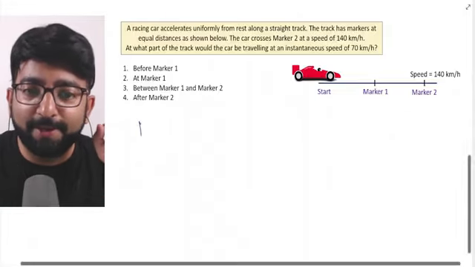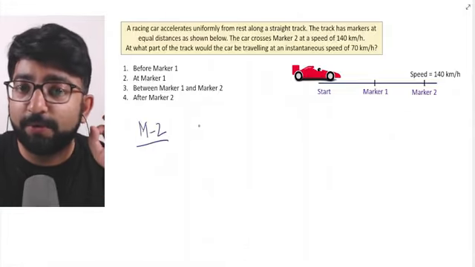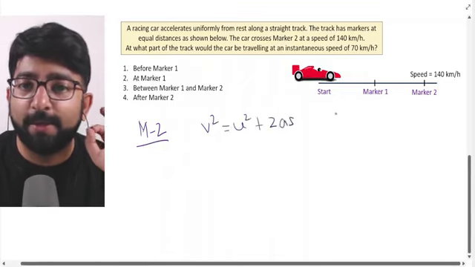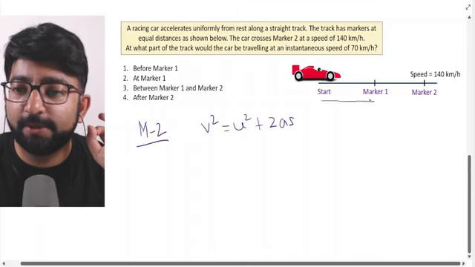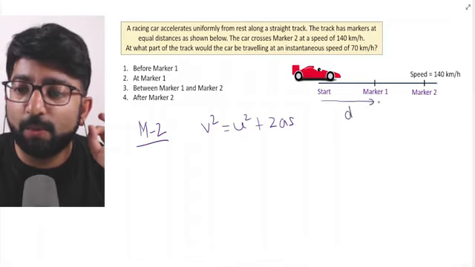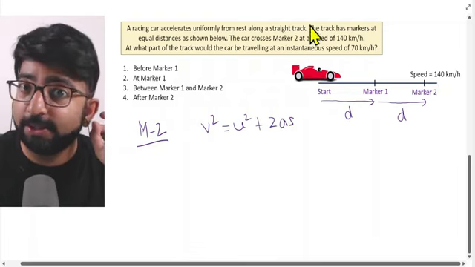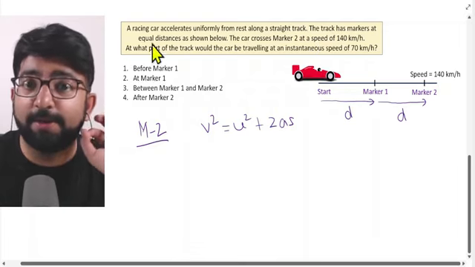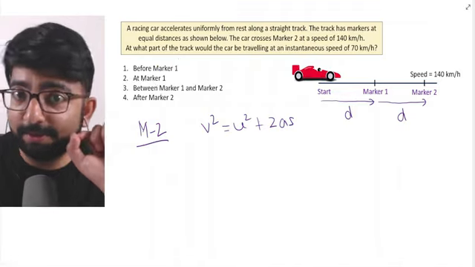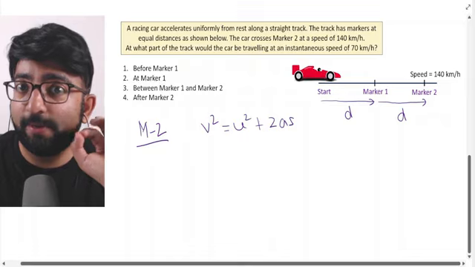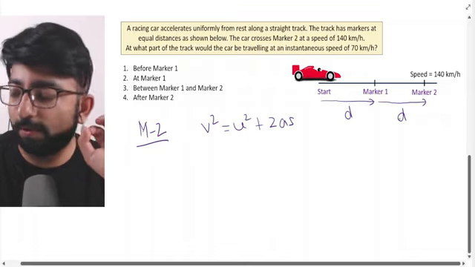So let's see. In method number 2, we are going to use the same formula, v square is equal to u square plus 2as, keeping in mind the distance between the start and the marker 1 is equal to the distance between the marker 1 and marker 2, since the question had specified that the track has markers at equal distances. So consider situation 1. When the car was traveling at a speed of 140, it has traveled a total distance of 2d.